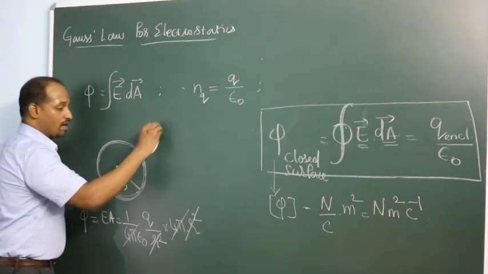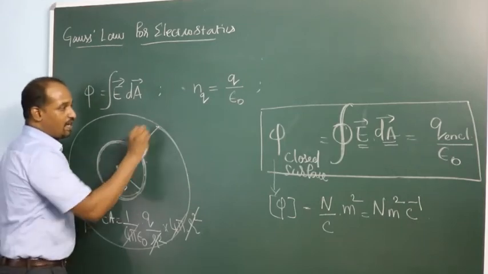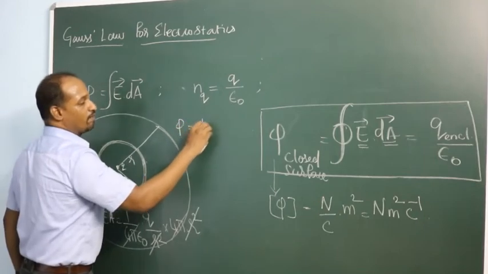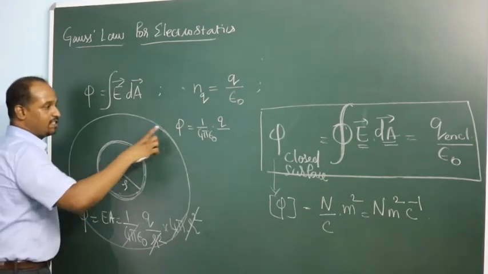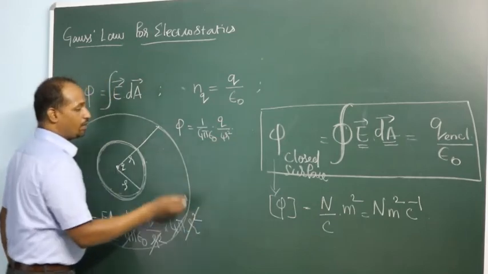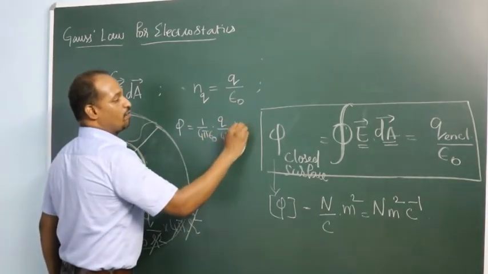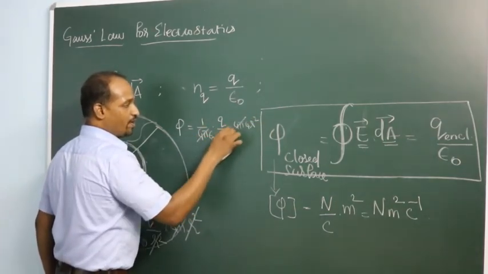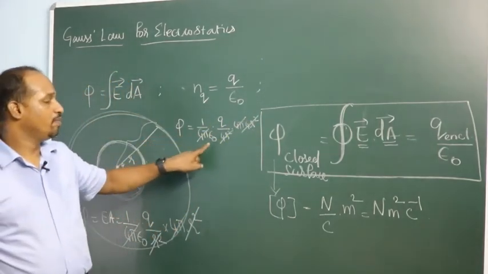So what about at a distance 2r? At a distance 2r, if you assume one more closed surface, the electric flux through this bigger sphere is equal to 1 by 4 pi epsilon naught into Q by 2r whole square, which is 4r square, into the area of this spherical surface. This radius is 2r, so the area will be 4 pi into 2r whole square, which is 4 pi into 4r square. 4 pi, 4r square, 4r square cancel. Still you get phi is equal to Q by epsilon naught.